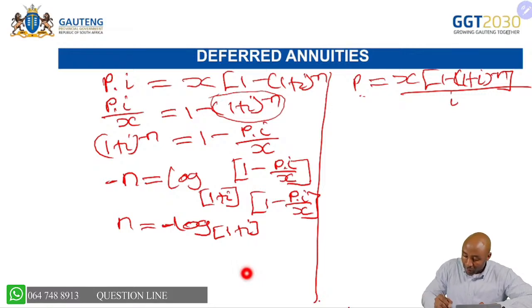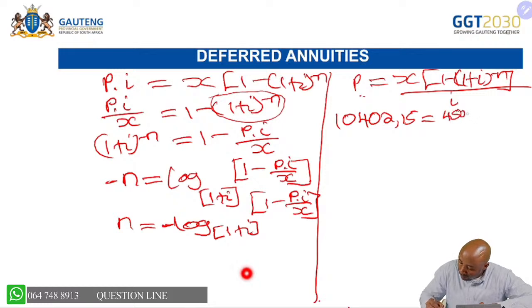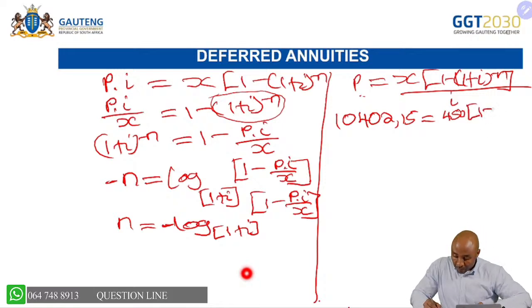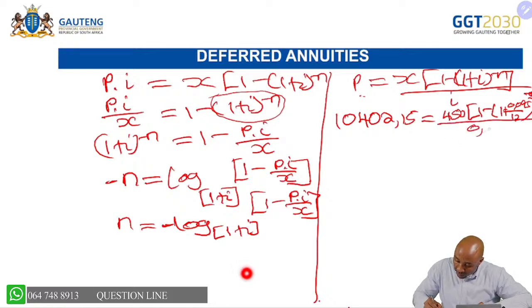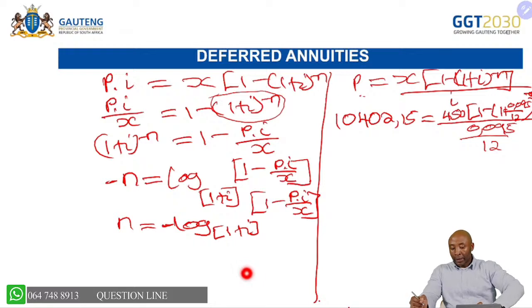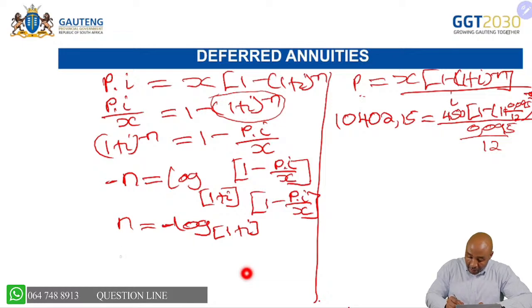Now, we will substitute. Our P is 10,402.15. Our X is going to be 450. Brackets, 1 minus 1 plus 0.095 over 12 to the power negative N, all this over 0.095 over 12. Now, let's quickly substitute our values there.